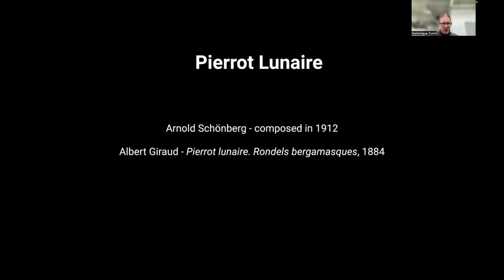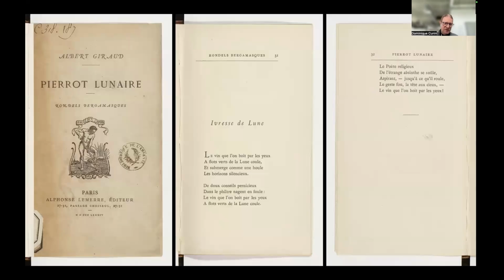So, what is the Pierrot Lunaire? It's a musical piece by Arnold Schoenberg, composed in 1912, but it is based on poems written in French by Albert Giraud, who is a Belgian poet. So you can see the years are not exactly the same. The poems are a bit earlier. This is the original aspect of the poems written in French. It's one of the first editions of it.